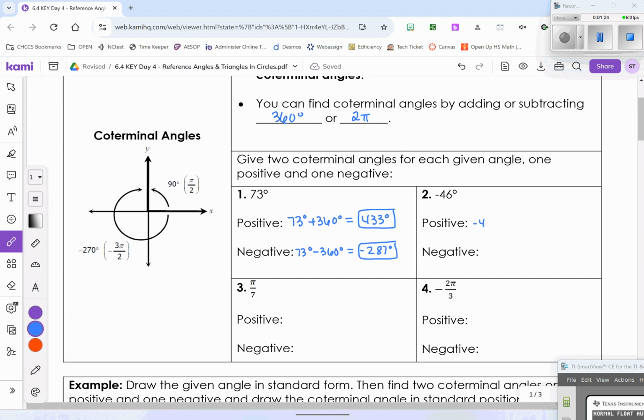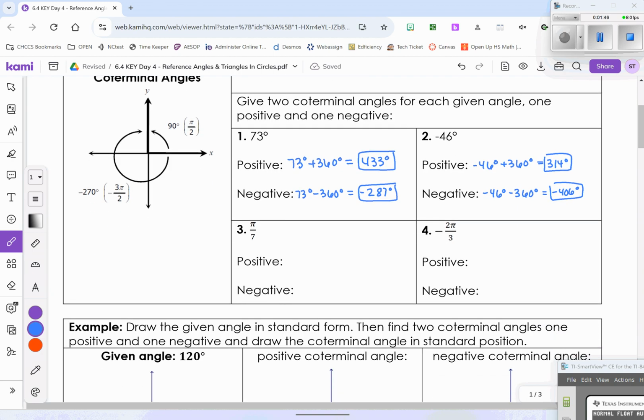So negative 46 degrees, if we add 360 degrees to that, we get a positive coterminal angle of 314 degrees. And I added the 360 again because we want positive. So for the negative one, we would subtract the 360 degrees. So that would give us negative 406 degrees. Then the next two are radian measures, because again, we don't have that degree symbol.